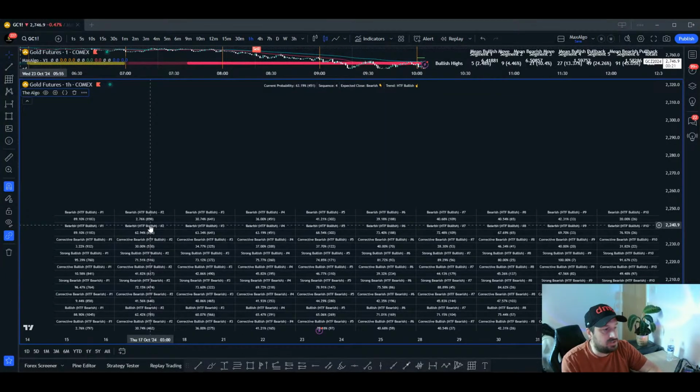We are high time frame bullish. Look at the probability. It's 62%, but when it matches the higher time frame, it's 72%. So that's why I'm saying to wait for those to align, because it's so much more high probability.